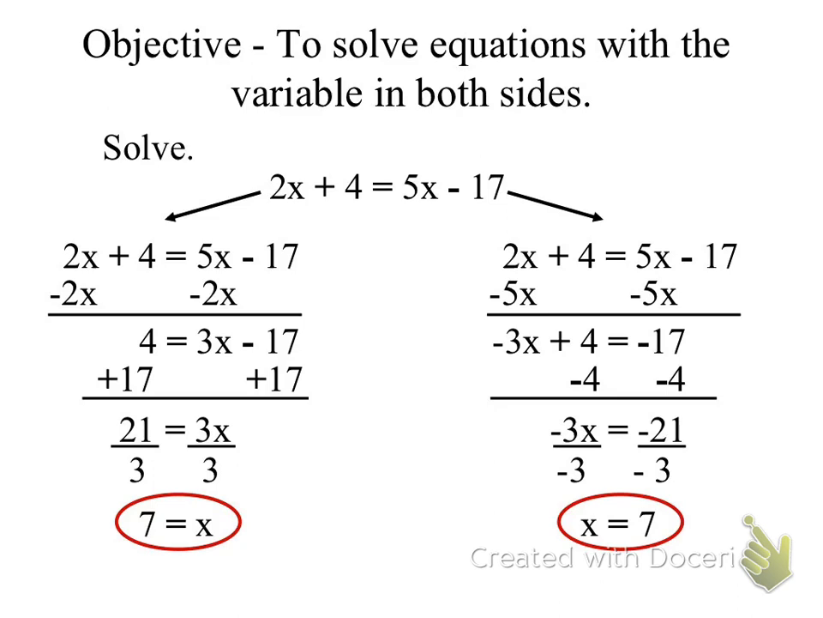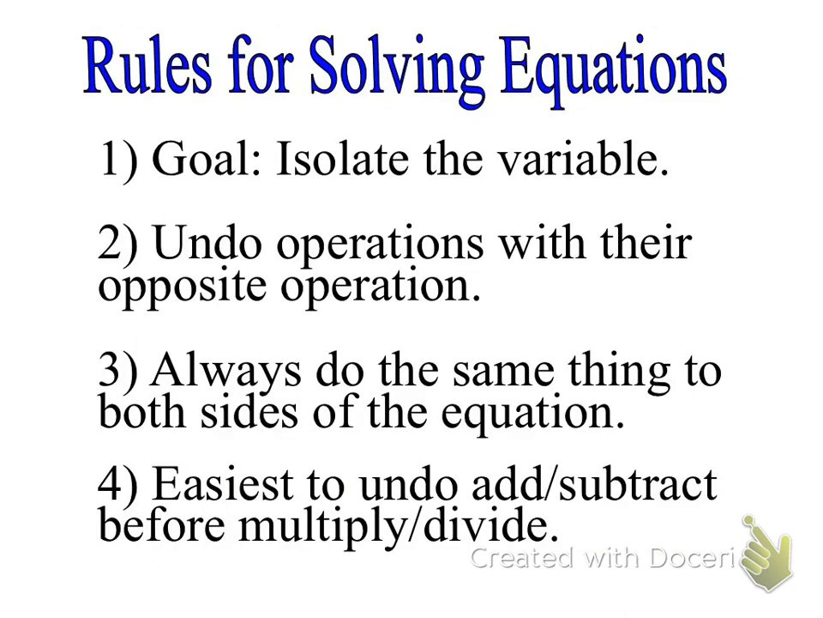What do I usually do? I usually move my x term so that it stays positive. So that's why I chose to move the smaller x amount, negative 2x, as opposed to dealing with that negative 3x, having to divide by the negative 3 on the right side.